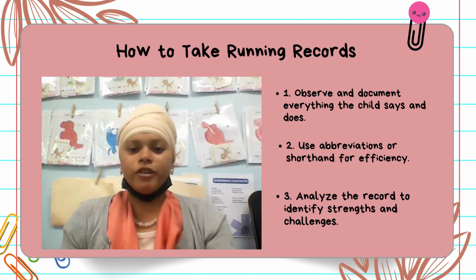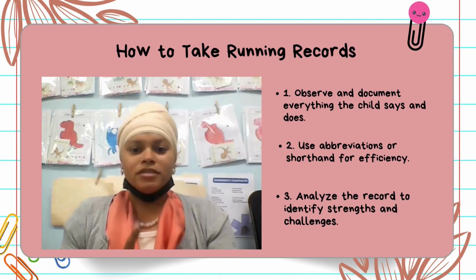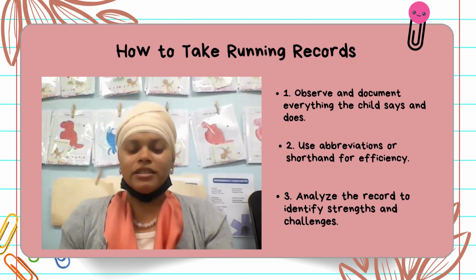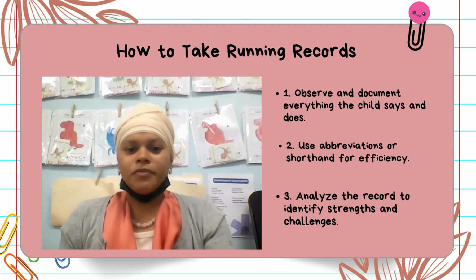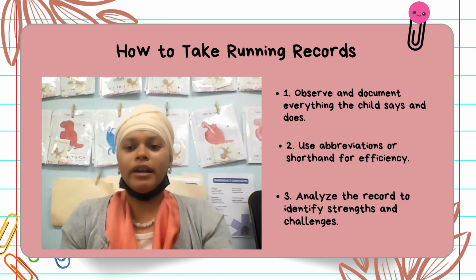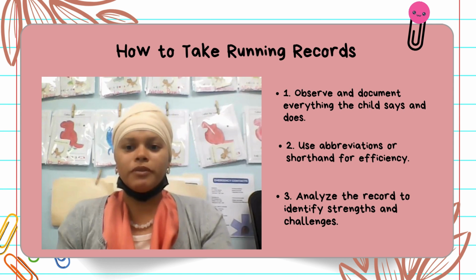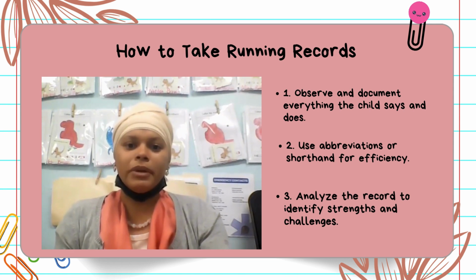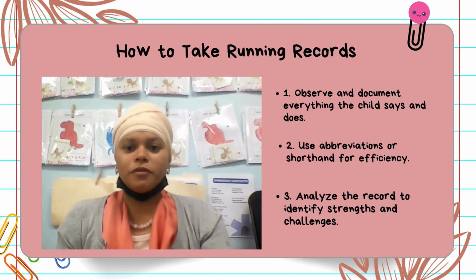To create a running record, follow these steps. 1. Observe and document everything the child says and does during the reading session. This includes their correct responses, errors, self-corrections, and even the tone or body language. 2. Use abbreviations or shorthand to make the process more efficient. For example, you might use symbols like SC for self-correction or R for repetition.